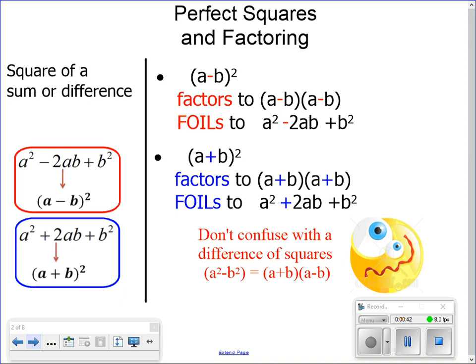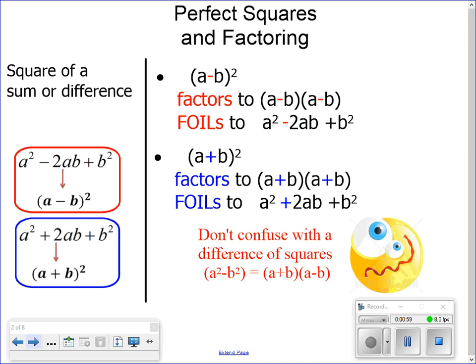So remember that a minus b squared, which is the square of a difference, expands to a minus b times a minus b. And when we FOILed it, we got a squared minus 2ab plus b squared.